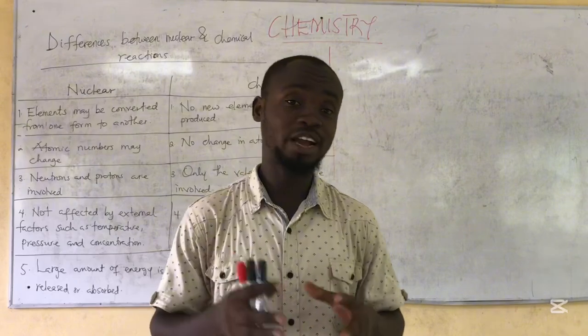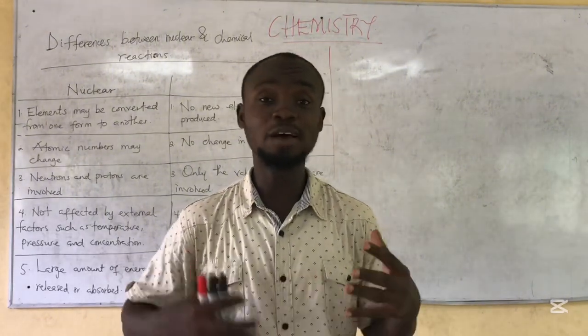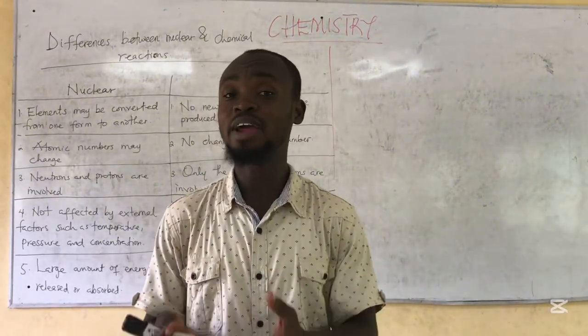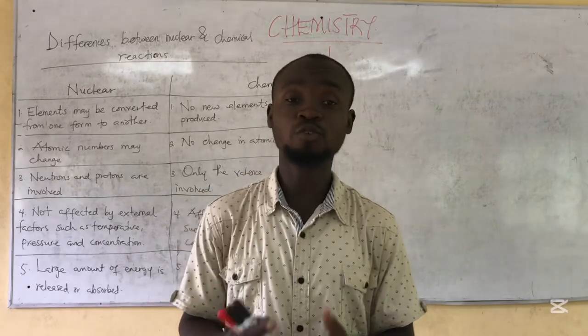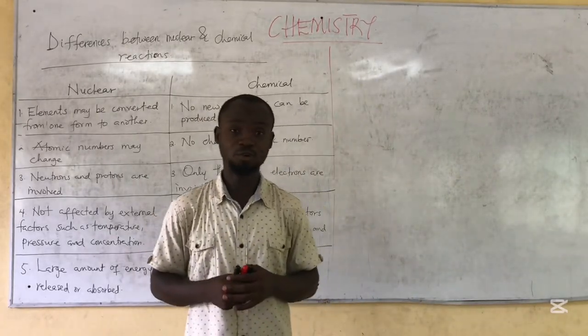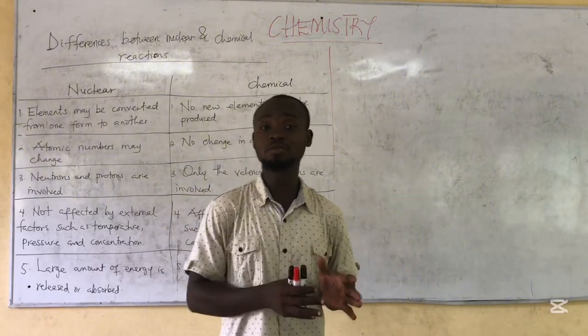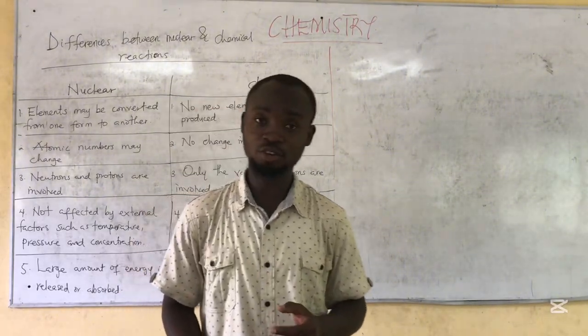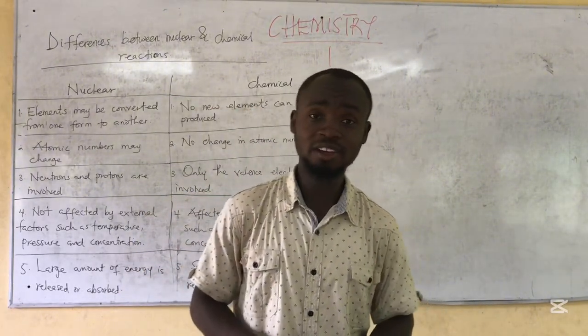Nuclear reactions also are not affected by a catalyst, but chemical reactions are affected by a catalyst. I hope you know what a catalyst is: a substance that speeds up a chemical reaction. So for chemical reactions, a catalyst can affect them, but for nuclear reactions, a catalyst does not affect them at all. These are some tabulated differences between nuclear reactions and chemical reactions.